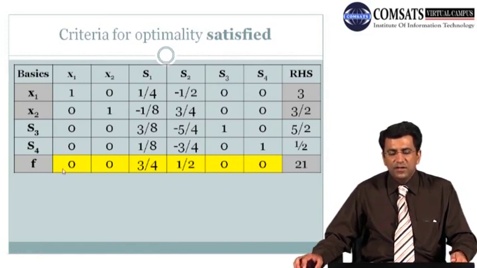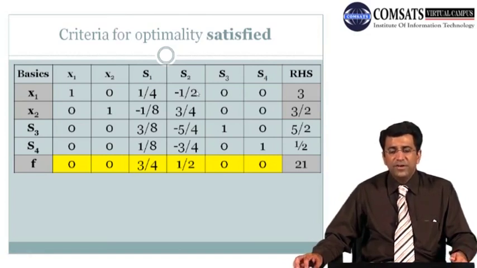Now you can see that our optimality condition is satisfied in this particular table, that is, all the coefficients of the objective function are positive. There is not a single negative value of the coefficient of the objective function. So that was our criteria for optimality. It means that we can achieve some optimal solution from this particular table. Now as a next step, we should find out what our optimal solution is.